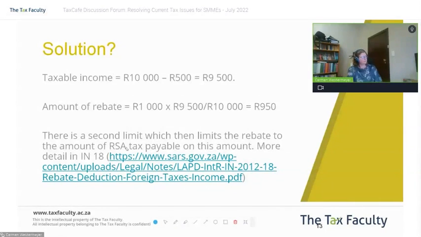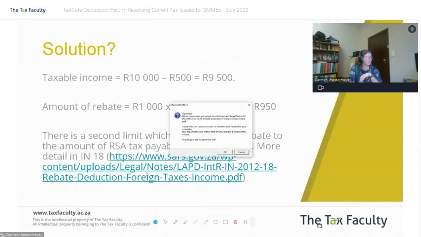Okay. There's also a second limit, which then limits the rebate to the amount of South African tax payable on this amount. So, for example, if the dividends tax rate actually was correct at 30%, using my earlier example, then my corporate tax rate's only 28%, going to 27% soon. So therefore, I would not be able to claim the full tax payable. The limit would cap it at 28%.